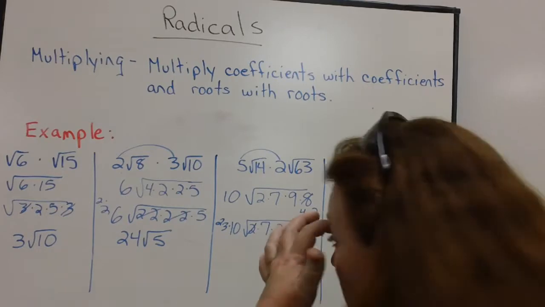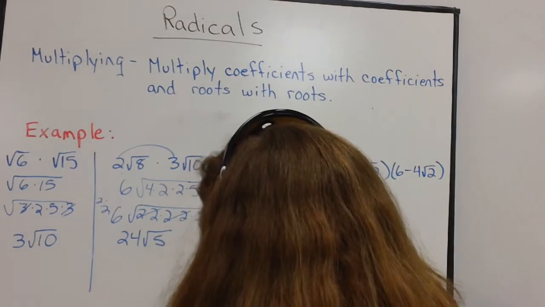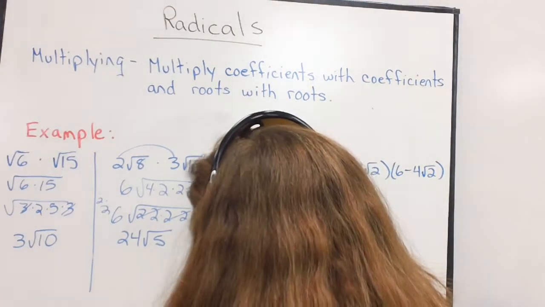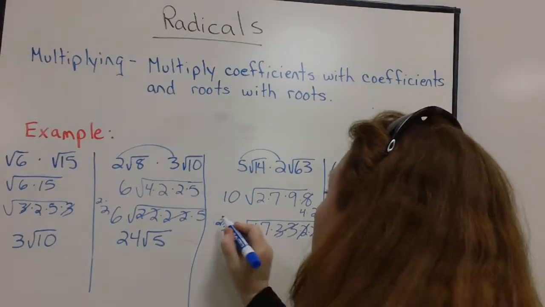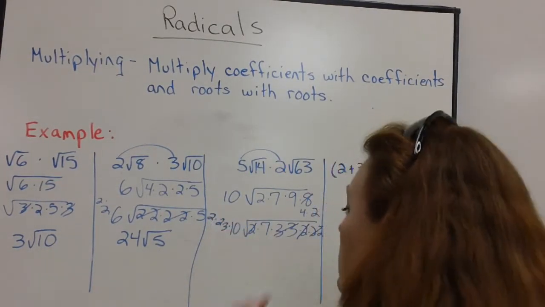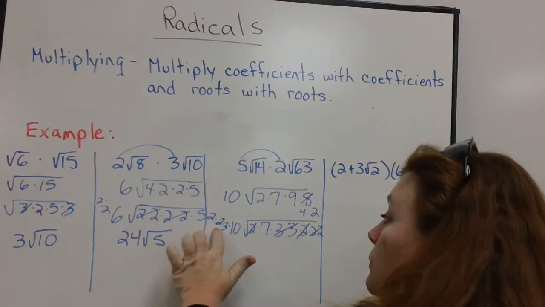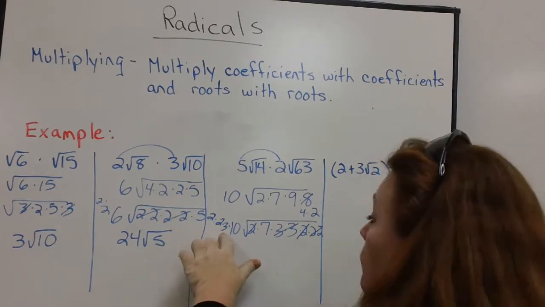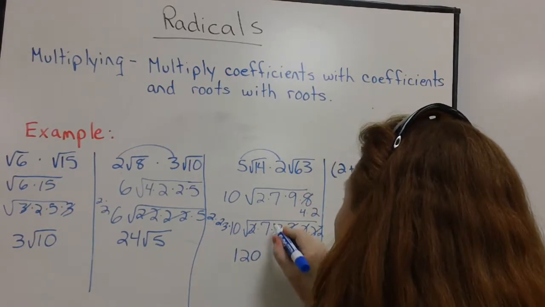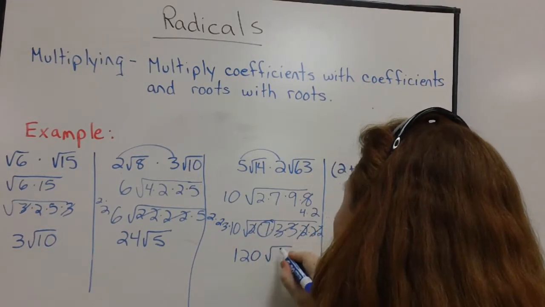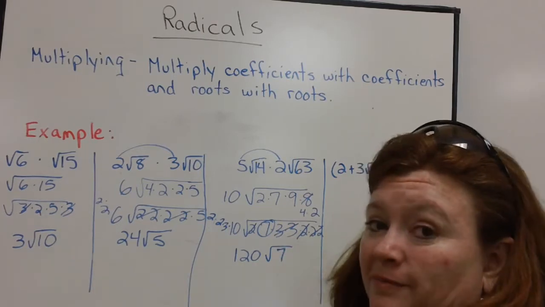Uh-oh, this is getting a little messy. Let me move my line so you can see this just a little better. And then I have another pair of 2's, so I have to write another 2 on the outside. 2 times 2 is 4, times 3 is 12, times 10 is 120. And I have this 7 all alone left under the radical sign.